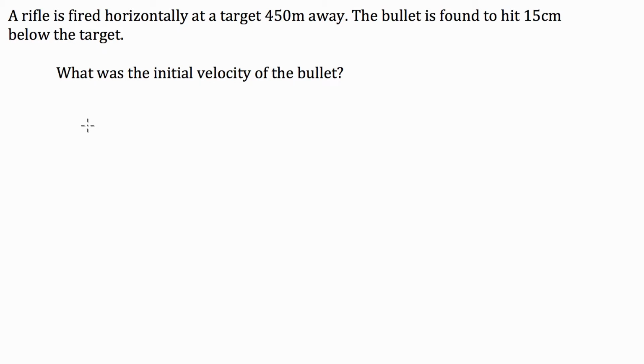Okay, we've been given a projectile motion question where we've got a rifle firing at a target 450 metres away. The bullet is found to hit the target 15 centimetres below where they want to, so we have to figure out what the initial velocity of the bullet is.